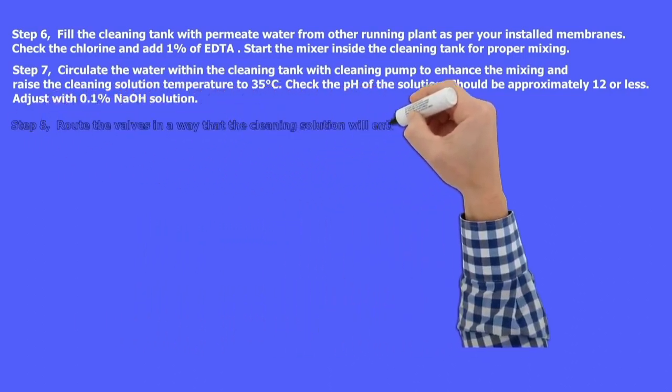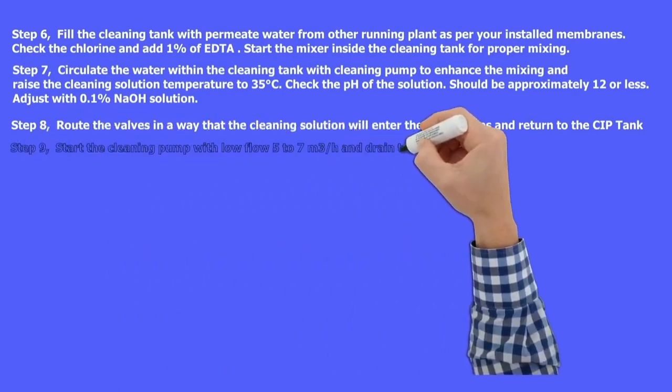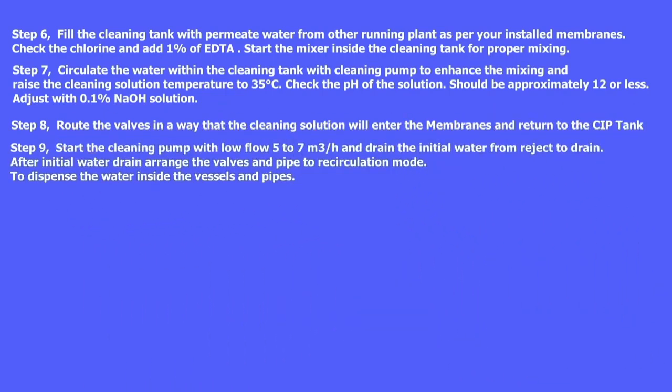Step 8. Route the valves in a way that the cleaning solution will enter the membranes and return to the CIP tank. Step 9. Start the cleaning pump with low flow, 5 to 7 cubic meters per hour, and drain the initial water from reject to drain. After the initial water drain, arrange the valves and pipes to recirculation mode, to displace the water inside the vessels and pipes.